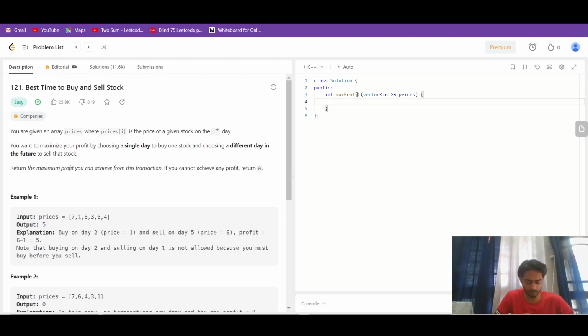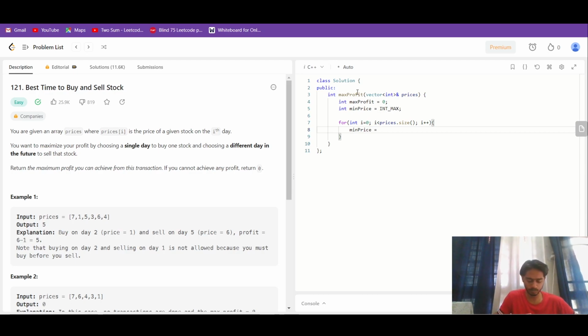So first let's create a variable max profit. Max profit is equal to 0. There may be a case that the price keeps on decreasing from the first day to the last day. So in that case, our max profit will remain 0. Now we initialize a variable minimum price with the max value possible, that is int max. Now we start iterating the loop. While iterating the loop, we have to store the minimum element in that minimum price.